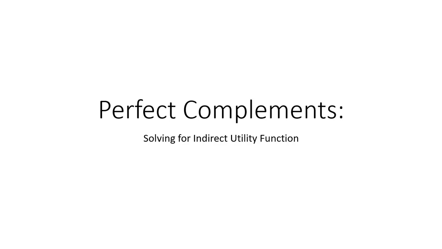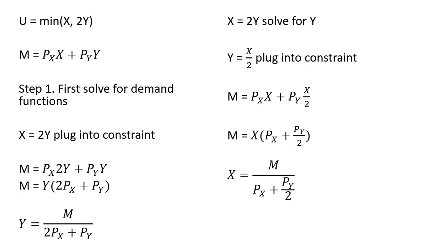Hello, in this video we're going to take a perfect complements utility function and derive the indirect utility function. So here we have a perfect complements utility function. Utility is a minimum of x or 2y. x is units of good x, y is units of good y.